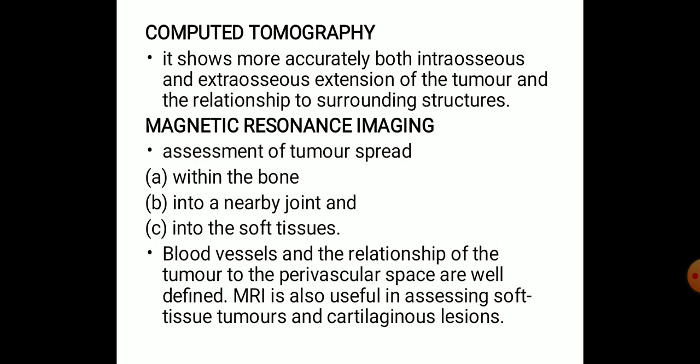We can find some amount of extension in the X-ray. We can see that the abnormal growth is extending towards the surrounding tissues, but we are not accurate enough to tell that this particular growth has this much extension. So in that case, we ask for a CT examination.